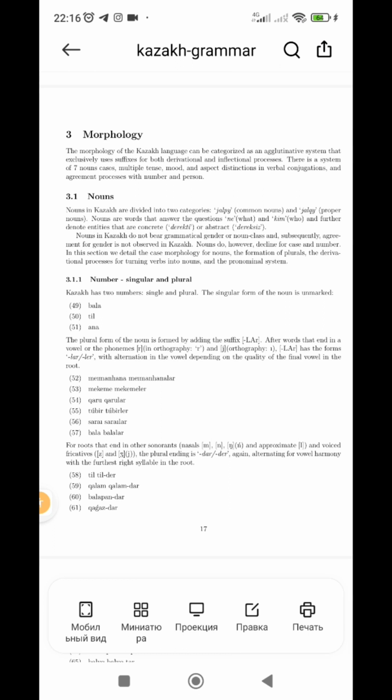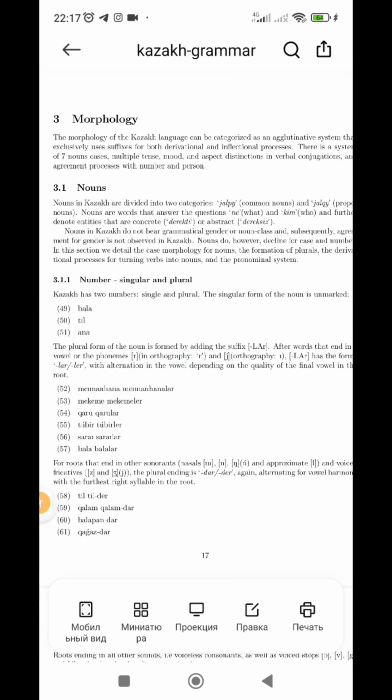Nouns further denote entities that are concrete or abstract. Concrete is деректі. Abstract is дерексіз. Nouns in Kazakh don't bear grammatical gender. There is no grammatical gender, I mean male, female, masculine, feminine. Actually, in English also there is no grammatical gender, but in Russian they have grammatical gender: мужской род, женский род, средний род, and so on. So agreement for gender is not observed in Kazakh.